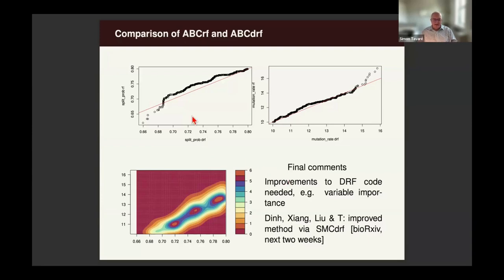And the other thing that is typified by this example is that if you make the methods more sophisticated by using SMC versions of DRF, you can make these things look exactly the same as each other for actually many less simulations. So it's quite an efficient way to do things.